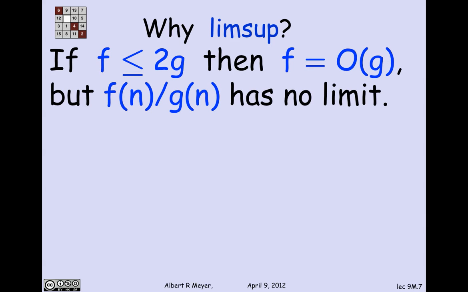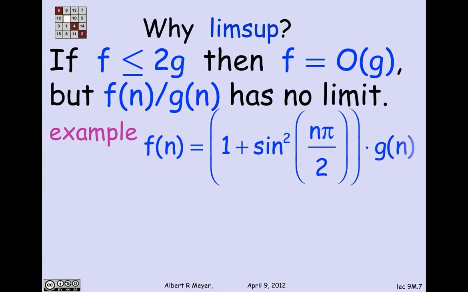Here's what limsup does for us. Suppose I have a function f that's, say, less than or equal to 2g, which means that surely f is big O of g according to the previous definition, because you amplify g by 2 and you get above f. The problem is that f of n over g of n may have no limit, so I can't simply say that f is O of g because the limit of f over g is finite. Let's see how that could happen. Suppose that f is in fact equal to g times a number that varies between 1 and 2. That's an example where sine of n pi over 2 varies between 0, 1, and minus 1, and you square it, it becomes 0 or 1, and you add 1 to it, it becomes 1 or 2.